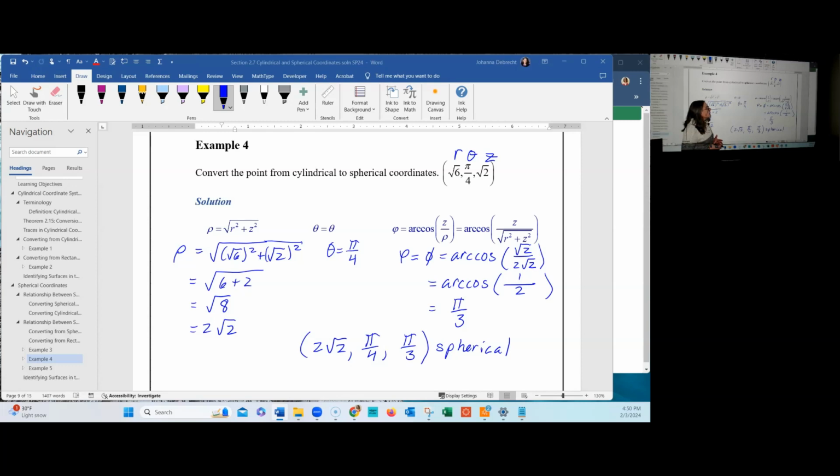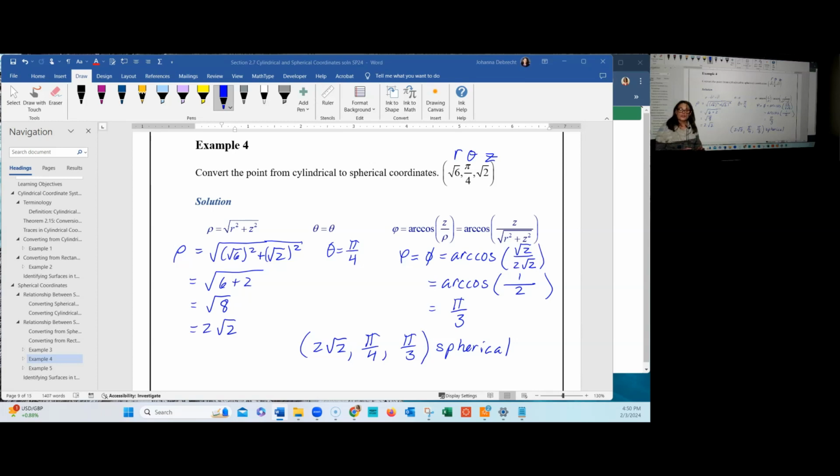So again, the first thing I did was label the different parts with their variables. We're starting from cylindrical, so this is r, theta, and z. r is square root 6, theta is pi divided by 4, z is the square root of 2. To convert into spherical, I use the relationship from the projection into the YZ plane that r squared plus z squared equals rho squared. And that tells me that rho, being from 0 to infinity, a positive value, is the square root of 8, or 2 square roots of 2.